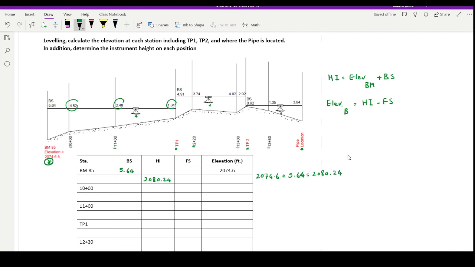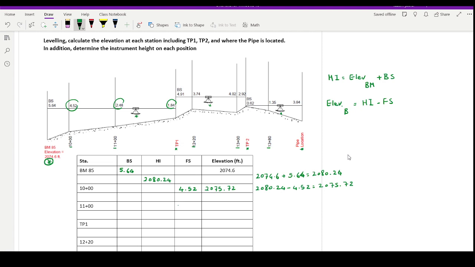So therefore elevation at 10+00 is going to be the height of instrument that I have calculated above minus foresight for that station, and foresight at the station is 4.52. So 2080.24 minus 4.52 will give us 2075.72. Elevation at first station is 2075.72.